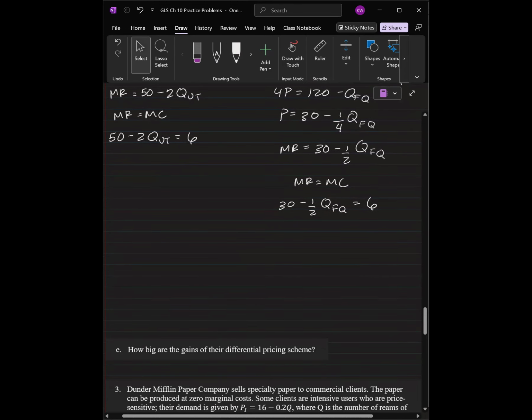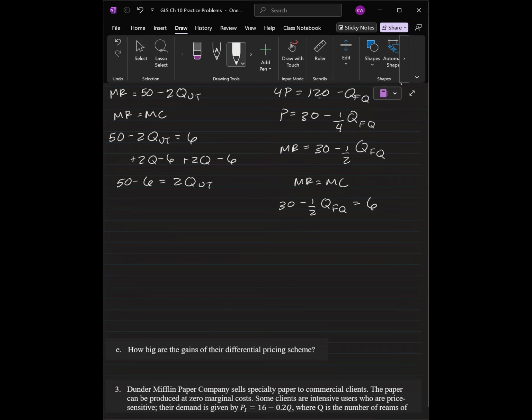And for each of these markets, we're just going to solve for output. So in uptown, we're going to add 2 times quantity to both sides and subtract 6. So we have 50 minus 6 equal to 2 times quantity. From there, we're going to simplify. So we get 44 equal to 2 times quantity. And then divide both sides by 2. We're left with 22 meals produced uptown.